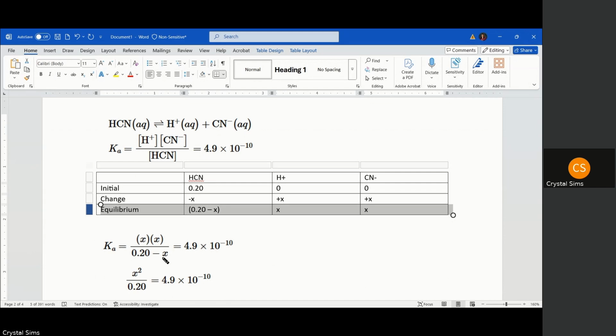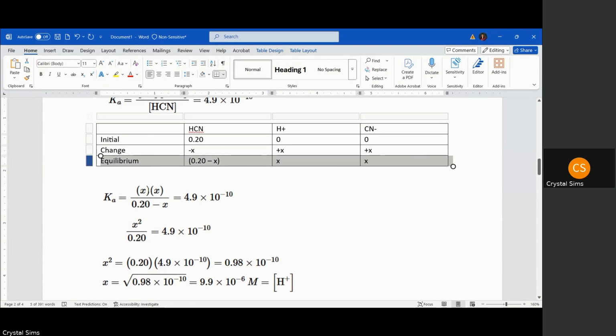So when I continue to set this up, I'll cross multiply. X squared equals 0.20 times 4.9 times 10 to the negative 10. That gives me 0.98 times 10 to the negative 10. And then, of course, I take the square root of both sides. So I take the square root of x squared, gives me x. The square root of 0.98 times 10 to the negative 10 gives me 9.9 times 10 to the negative 6.